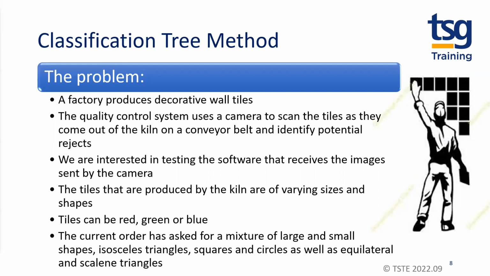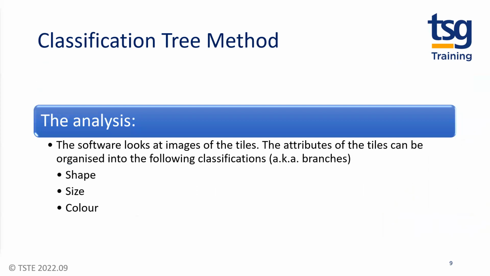How can we use classification tree method to support the analysis? Well, for the analysis, we'll look at the variables that change for the tiles. It's said that the tiles that are produced by the kiln can have varying sizes and shapes, and that they could be different colours. So colour is an example of classification. So these are the attributes. They become the classifications.